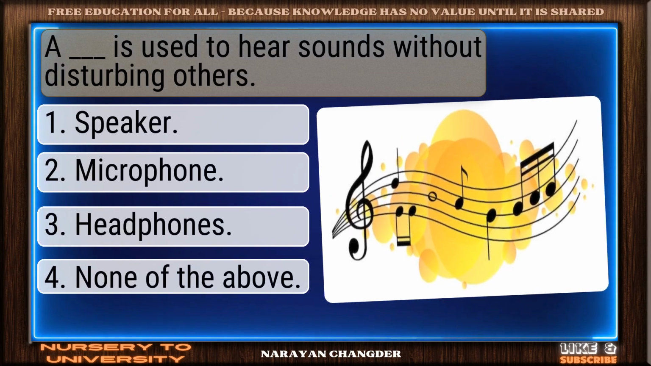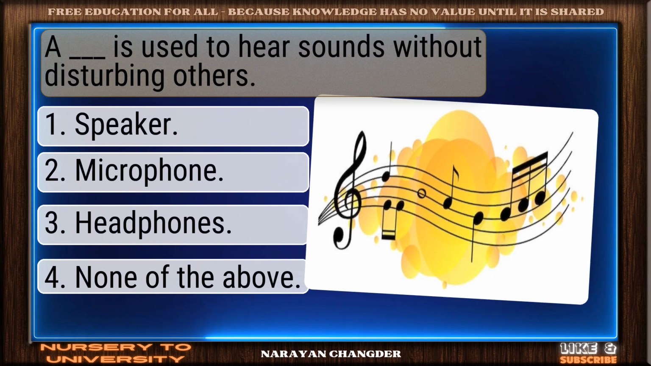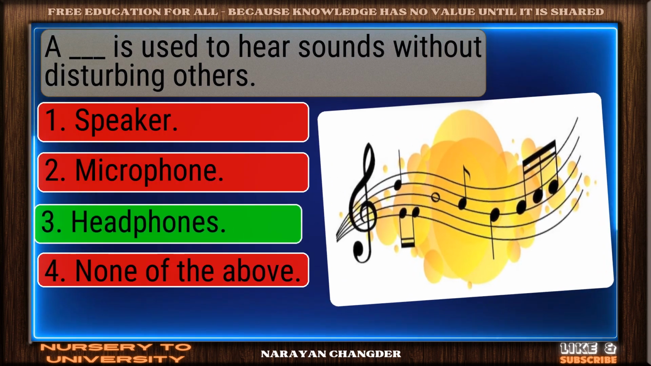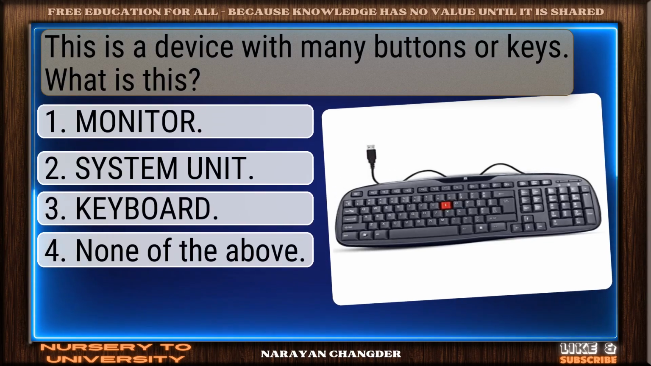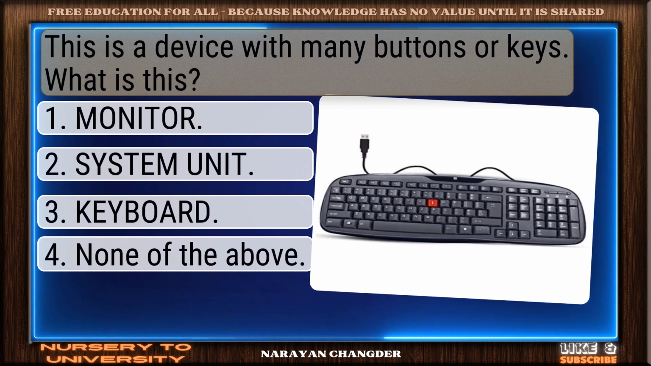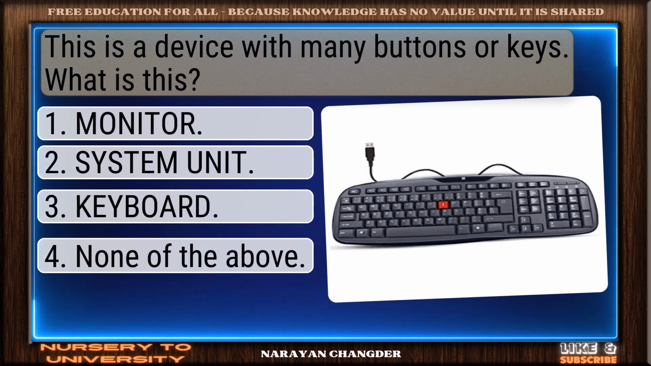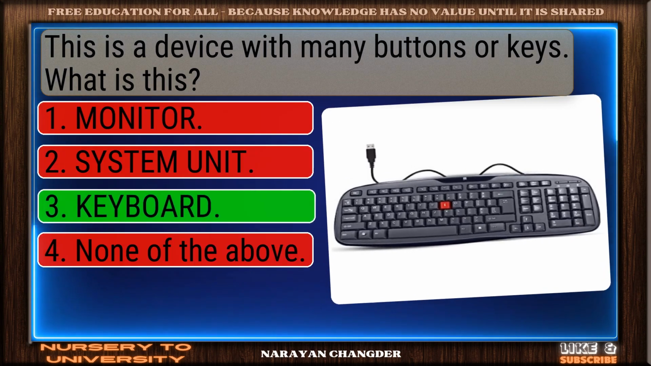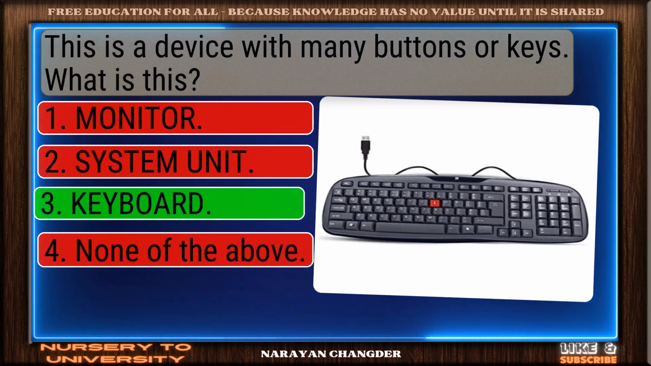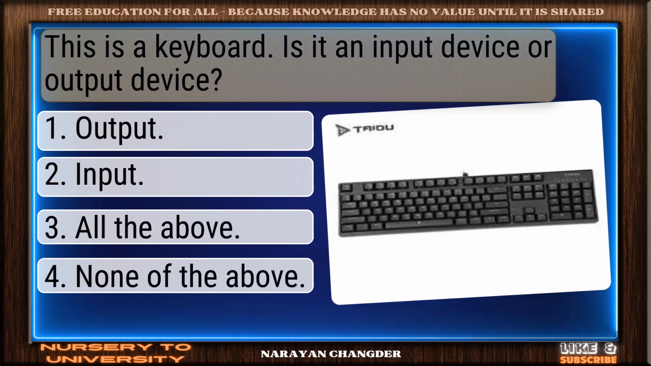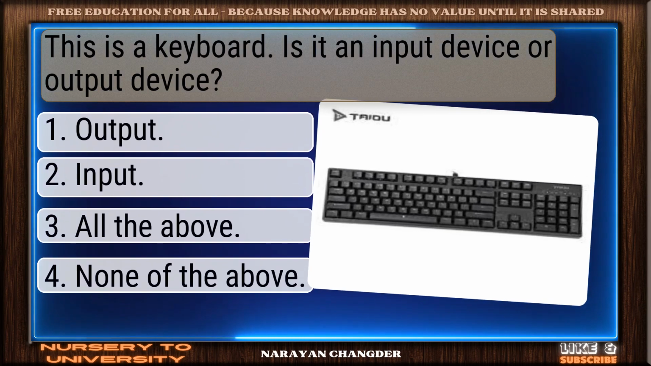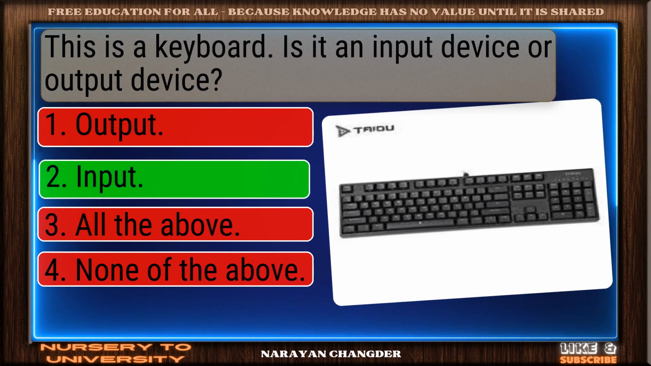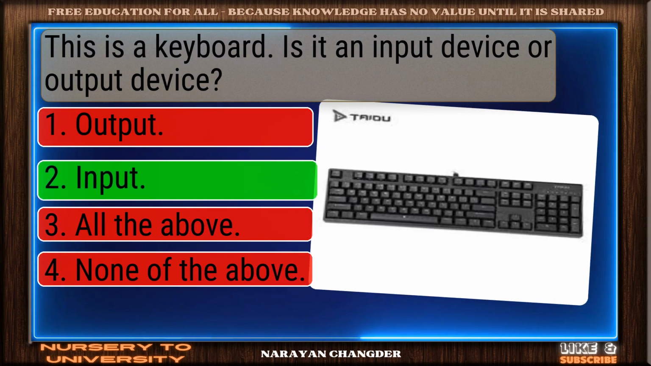A dash is used to hear sounds without disturbing others. You got it. Headphones fits. This is a device with many buttons or keys. What is this? Sharp thinking. Keyboard is right. This is a keyboard. Is it an input device or output device? Smart pick. Input is correct.